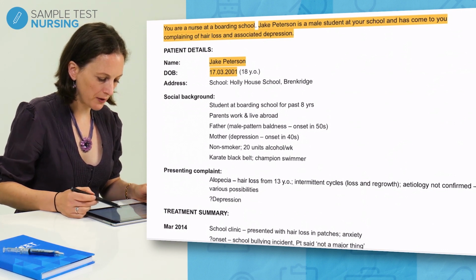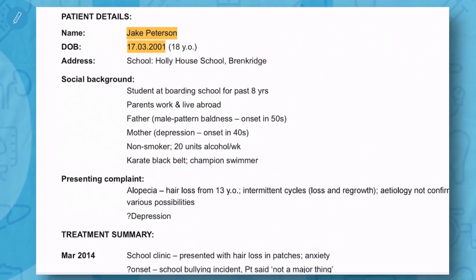From Jake's social background, I can see that there are a lot of details here that I don't need to include in my letter. I notice that his father has male pattern baldness, but as it onset in his 50s, it's unlikely to be linked to Jake's current hair loss.